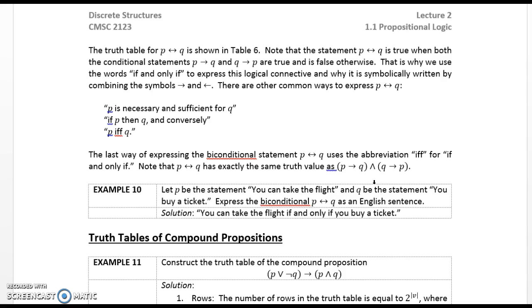There are other common ways to express P if and only if Q. P is necessary and sufficient for Q. If P, then Q, and conversely. P IFF Q. The last way of expressing the biconditional statement, P if and only if Q, uses the abbreviation IFF for if and only if.